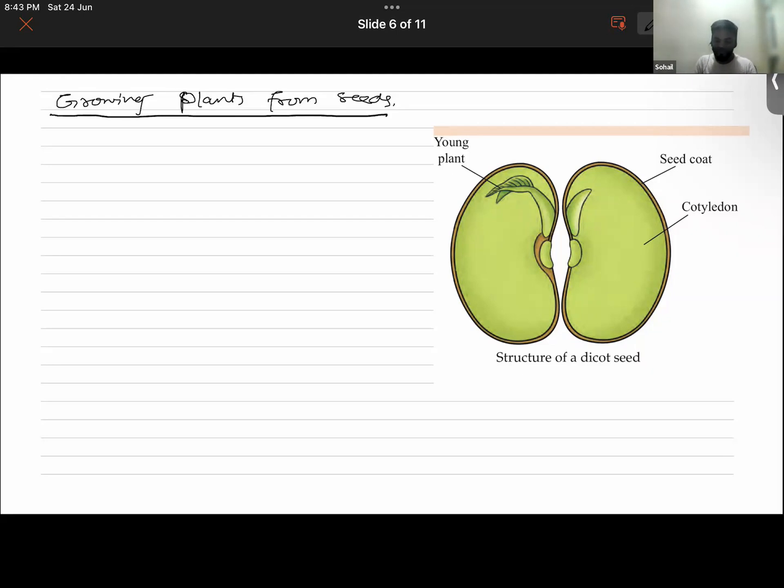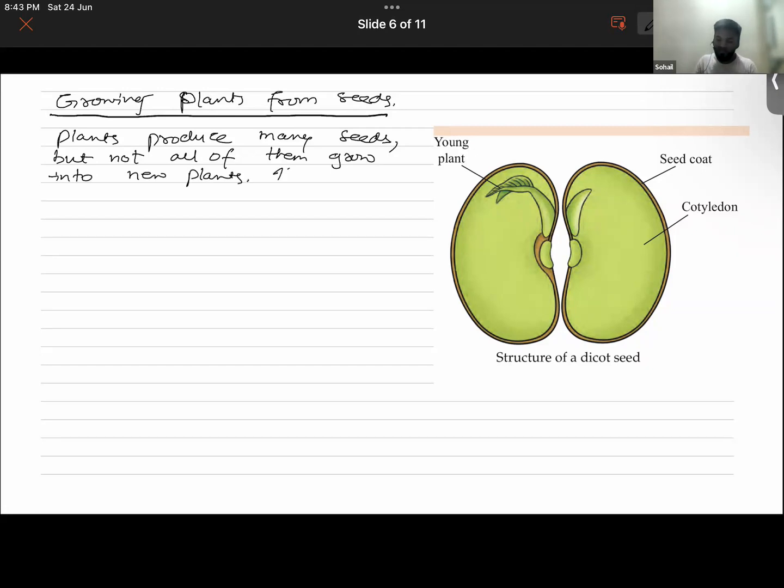Okay. So plants produce many seeds, but not all of them grow into new plants. Okay. The reason is what?